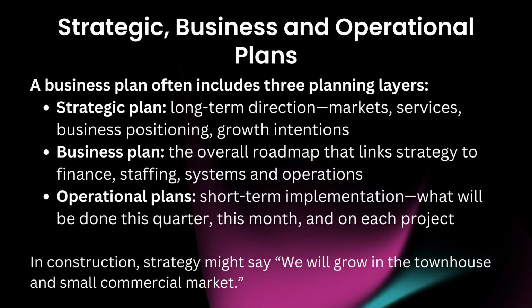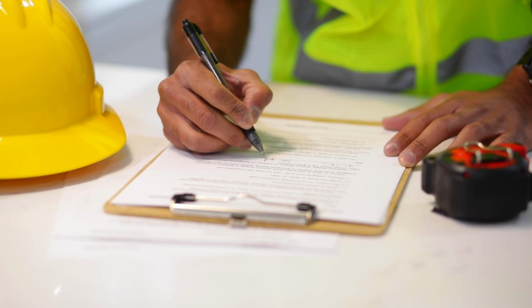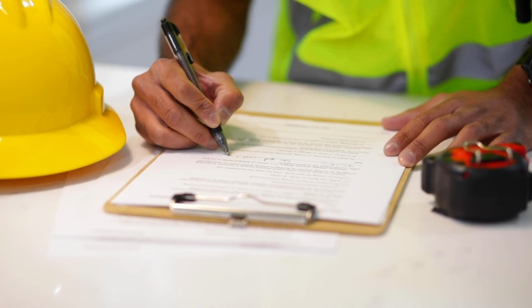Strategic, business and operational plans. A business plan often includes 3 planning layers: strategic plan: long-term direction, markets, services, business positioning, growth intentions. Business plan: the overall roadmap that links strategy to finance, staffing, systems, and operations. Operational plans: short-term implementation, what will be done this quarter, this month, and on each project.